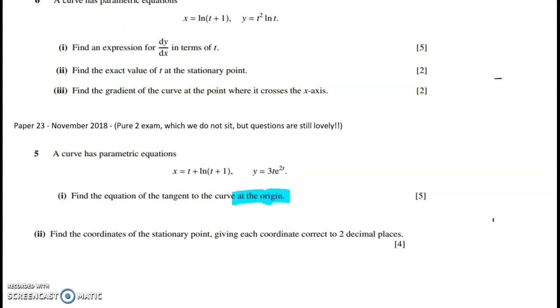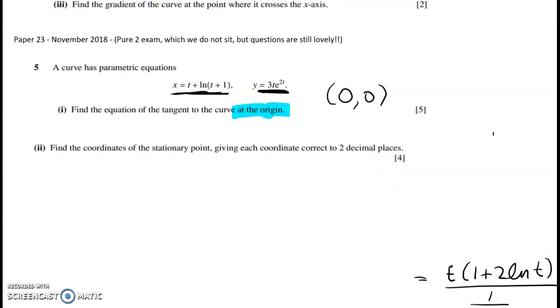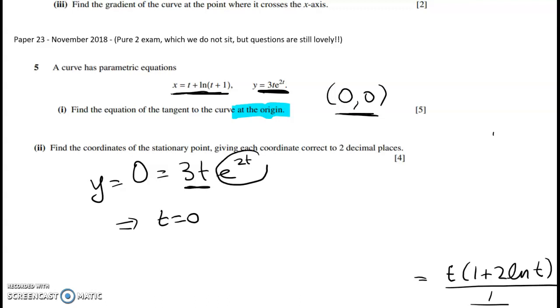Now, at the origin, the point is 0, 0. The gradient for a parametric thing is going to be in terms of t. So the first thing we have to do is to say, well, if we're at the origin, what does that mean about the value of t? So y is equal to 0, which is equal to 3t times e to the power of 2t. That means that t must equal 0 because this is never going to equal 0, and 3t will be 0 when t is 0.